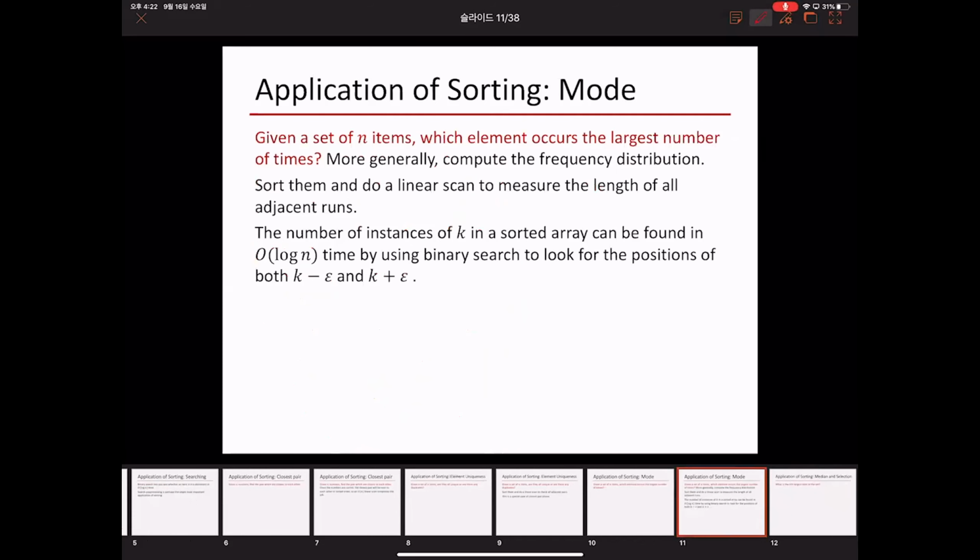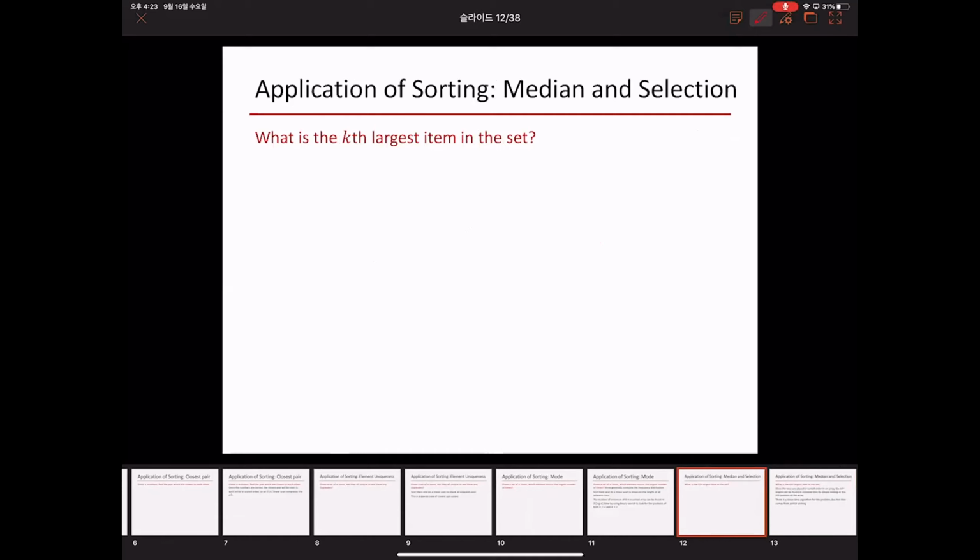So we can have buckets using log n. You make many buckets already, then whenever new values come in, you fill up the buckets. So compute the frequency distribution: sort them and do a linear scan to measure the lengths of all adjacent runs. The number of occurrences of k in a sorted array can be found in log n, using binary search to look up the position. But we could do this more simply by using a hash table. Okay, so one more example.